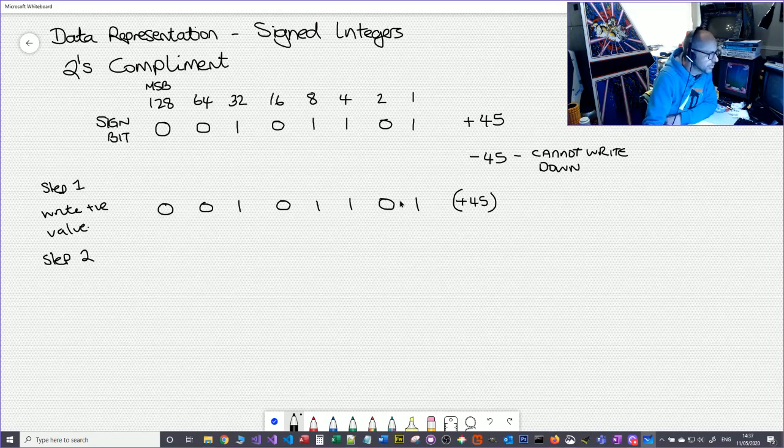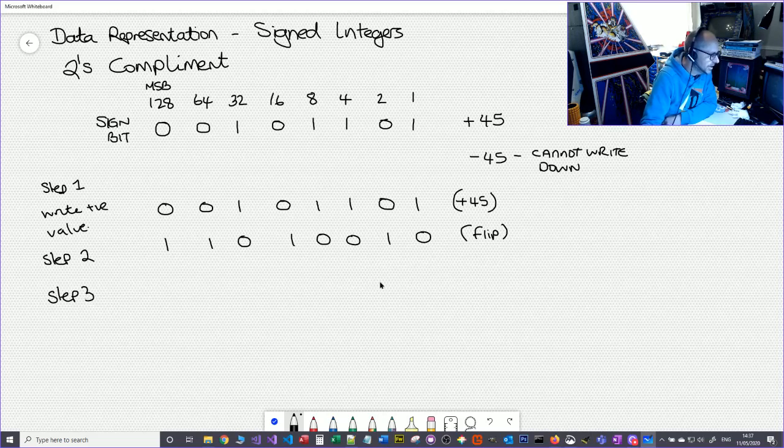Right, so I'm going to flip all the bits. So when they're a 0, they become a 1. And where they're a 1, they become a 0. So that's the complement. And then the final step is we add 1. So that was the flip phase. Step 3 is to add 1.